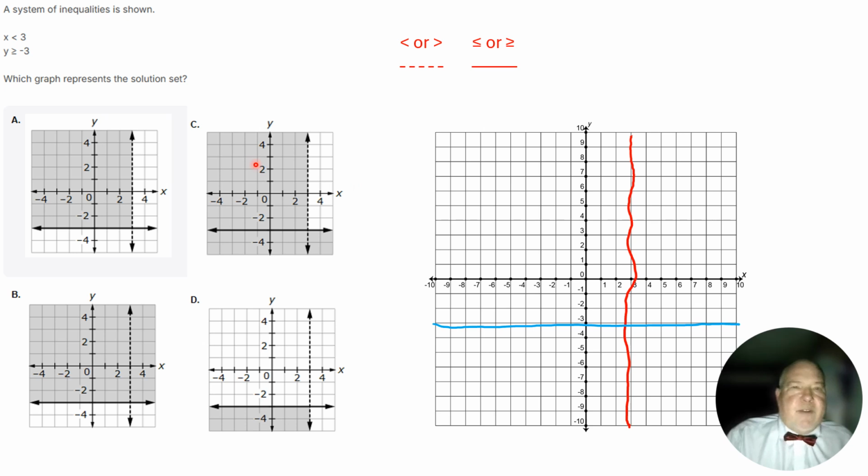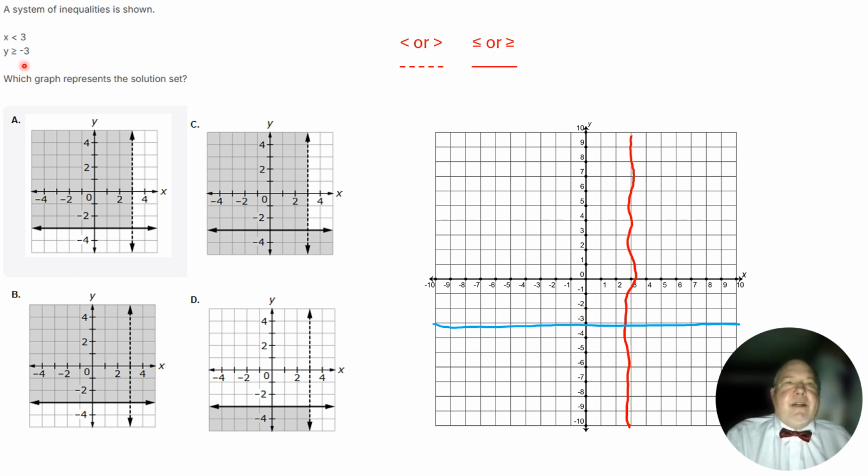All right, so if I look at my answers, A, that line is shaded on the left. B, it's shaded on the left and right. That doesn't make any sense. C is shaded on the left. And D is shaded on the left. All right, so we're looking at A, C, or D right now. Let's go to the other one.